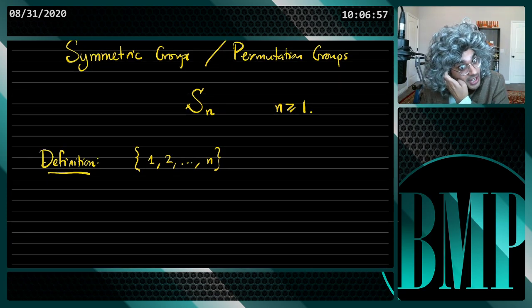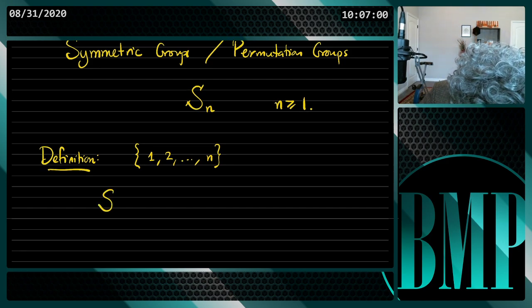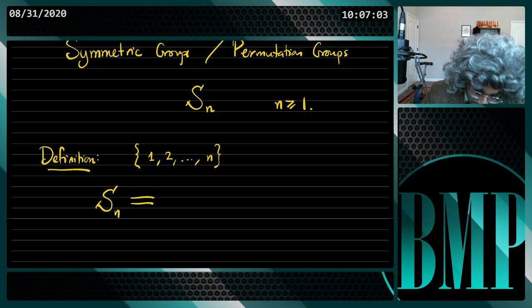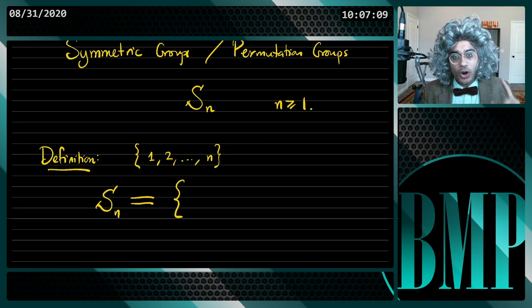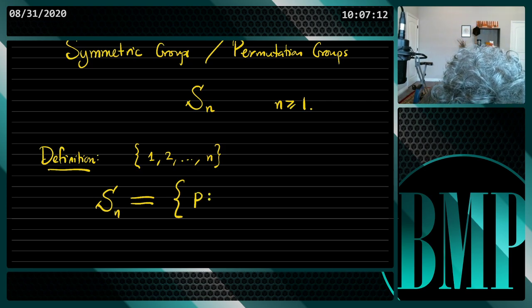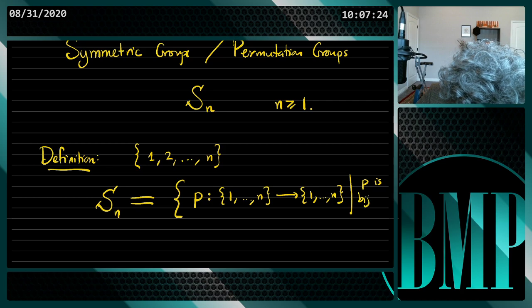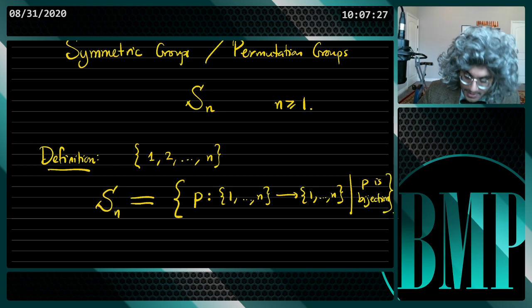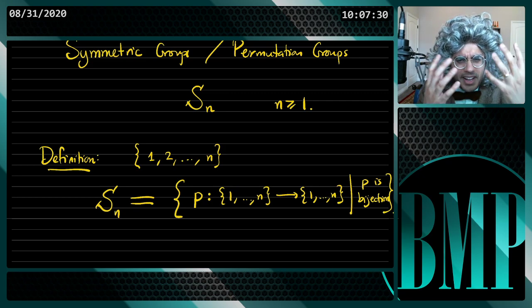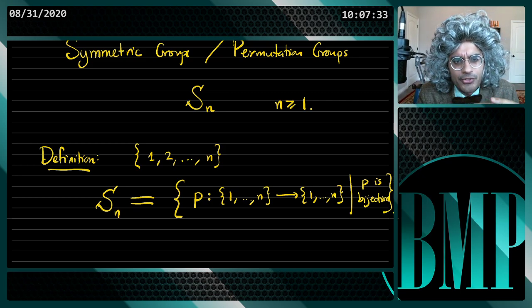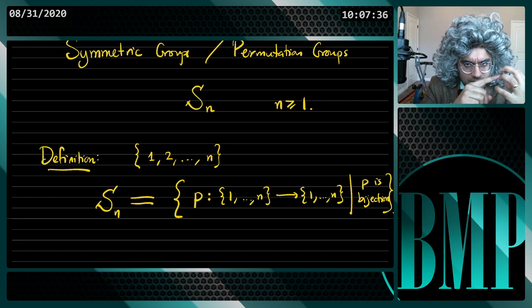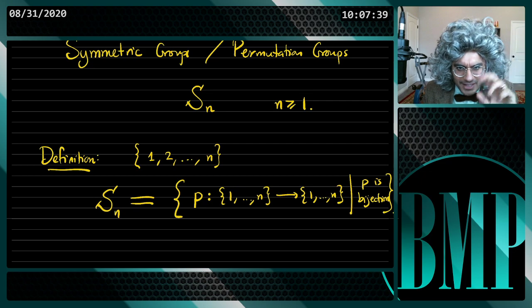And now, the group is the following. S_n is, by definition, check this out, the collection of all bijections from this set to itself. P is a bijection. What is a bijection of a set with n elements with itself? Let's look at it really carefully.